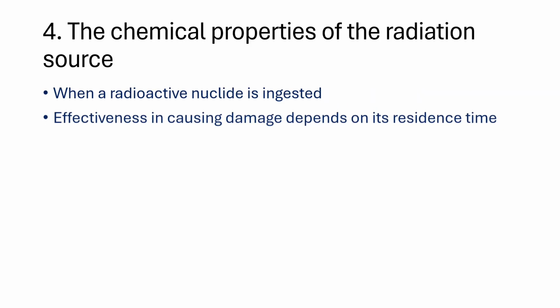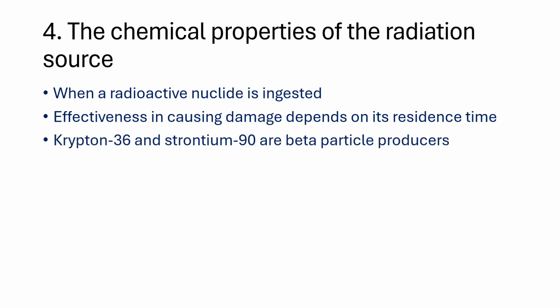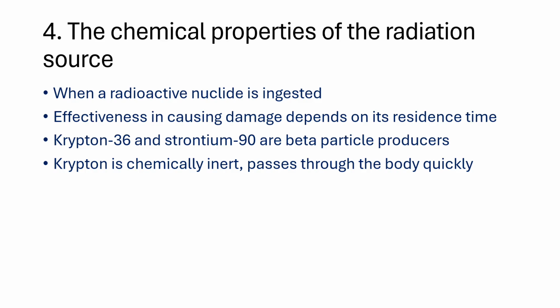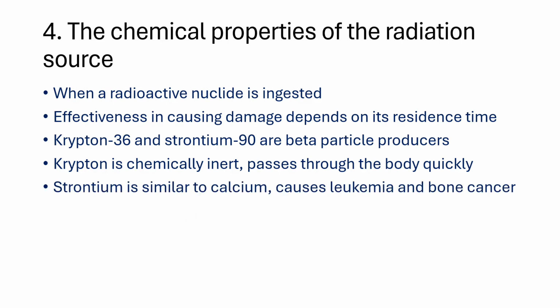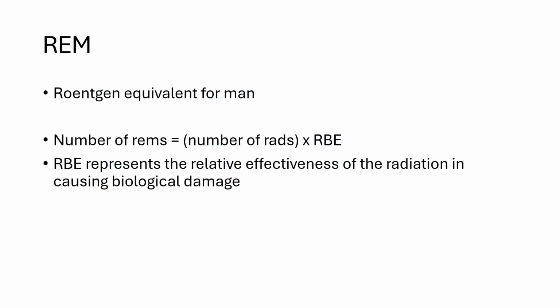Fourth are the chemical properties of the radiation source. When a radioactive nuclide is ingested, the effectiveness in causing damage depends on its residence time. Krypton 36 and strontium 90 are beta particle producers. However, the residence time of krypton 36 is not that long, and it's chemically inert as well. However, strontium is chemically similar to calcium, and once you ingest it, it can cause leukemia and bone cancer.